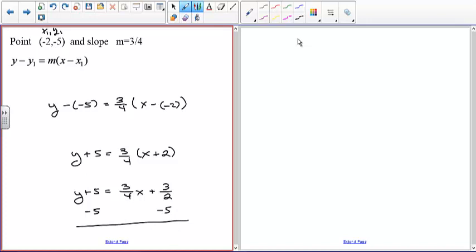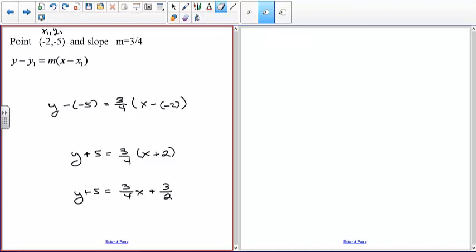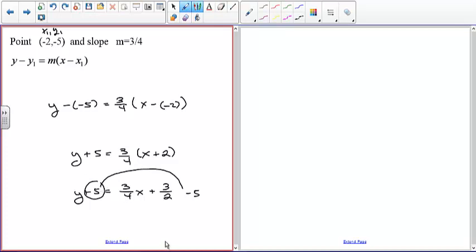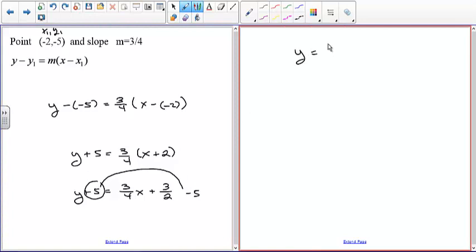I'm going to erase this just to show you another way of thinking about this. If you take a constant and you move it to the other side of the equal sign, it becomes the negative of that. So positive on the left hand side becomes negative on the right hand side. So if I do that, I'll get y is equal to 3/4 x plus 3/2 minus 5.